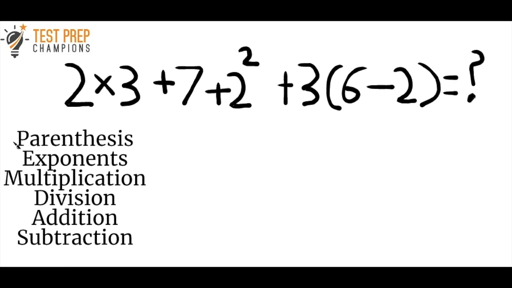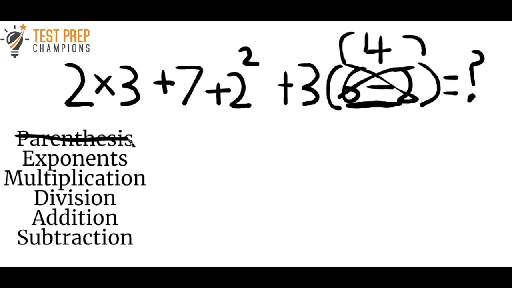So to follow the rules here, we want to start with what's in the parentheses. So we want to focus on the 6 minus 2 here first. And so 6 minus 2 is just 4. All right, and so the 6 minus 2, we can just rewrite that as 4. Okay, and so then we've handled our parentheses.